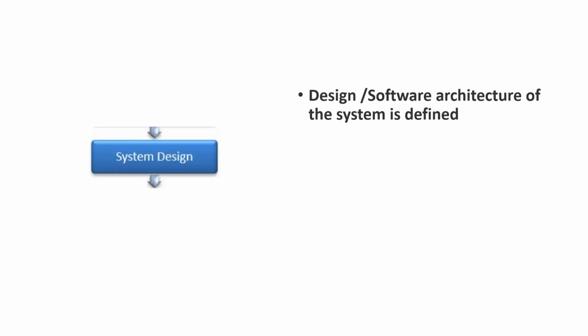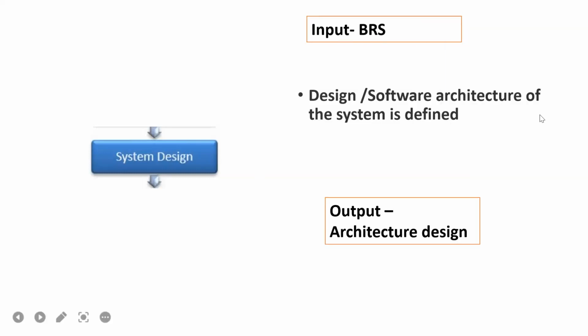Anyone? So the output of your previous phase will be an input of this phase. So what is the input of this going to be? Your business requirement specification. If you see, the input would be business requirement specification, and your output would be your architecture design document. Any doubt in this?